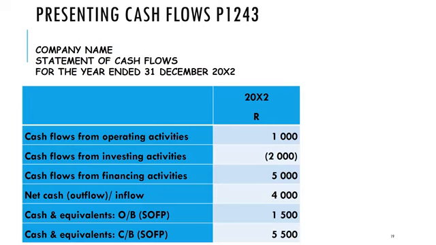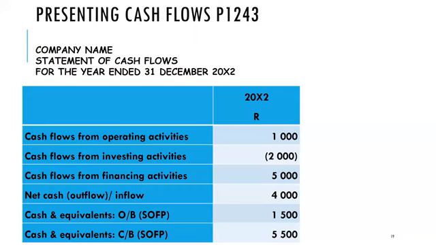So if we see at the bottom of the table there, our opening balance was 1,500. There was a movement up to the closing balance of 5,500. So we can then see there was a positive movement of 4,000, which actually equates back to that calculation for the operating, investing, and financing activities. So we see that these all equal each other.